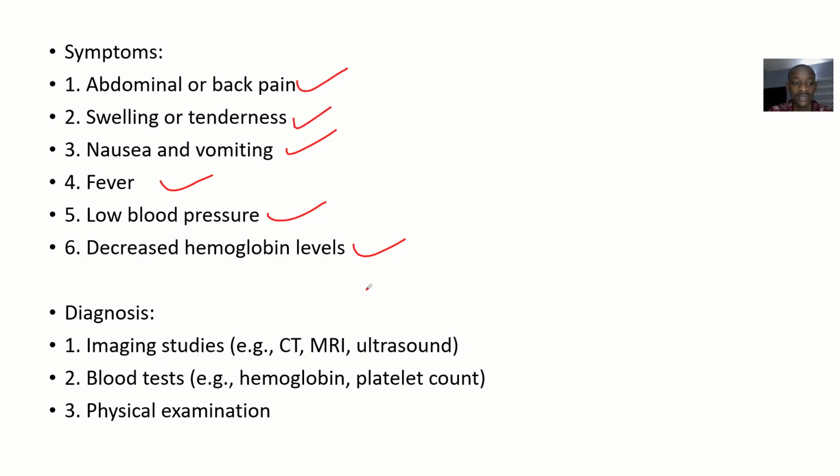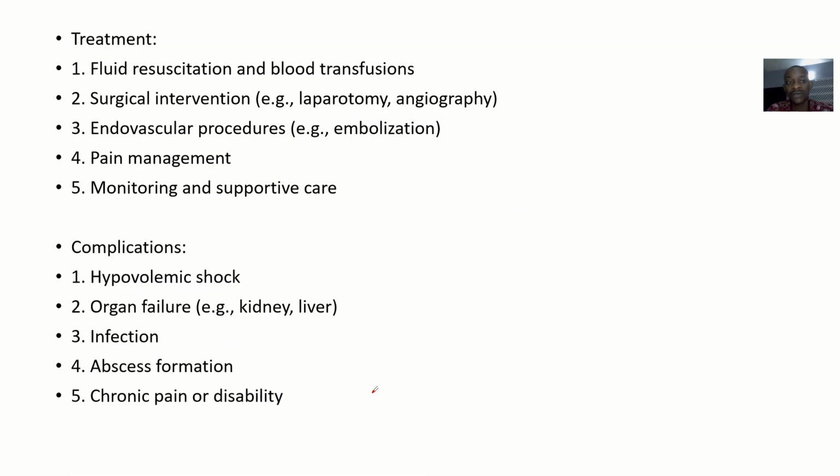Then diagnosis. If you want to confirm that this disease condition actually exists, you might want to do imaging studies like CT scan, MRI scan, ultrasound, just to confirm. You could do blood tests like for hemoglobin, platelet count. You could also do what? Physical examination, where you do abdominal palpations to know which side the patient is feeling pain.